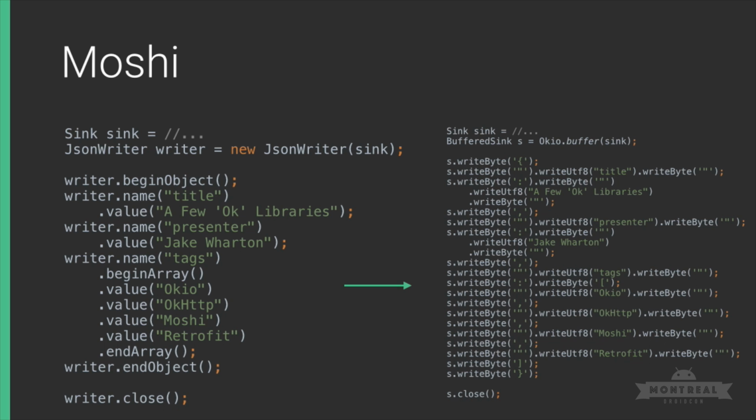Another cool advantage of this is OkIO actually re-implements UTF-8 encoding and decoding to be much more efficient than Java's because of the assumptions we can make with buffered sink and buffered source. And it's especially fast in the happy path, which is basically ASCII characters. And you can basically write up to a segment's worth of characters extremely quickly without paying the high overhead of Java's native UTF-8 encoding and decoding.